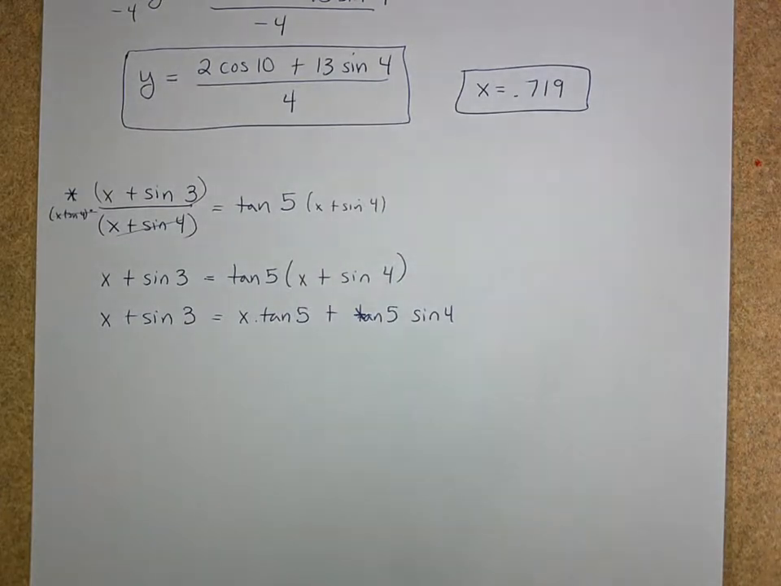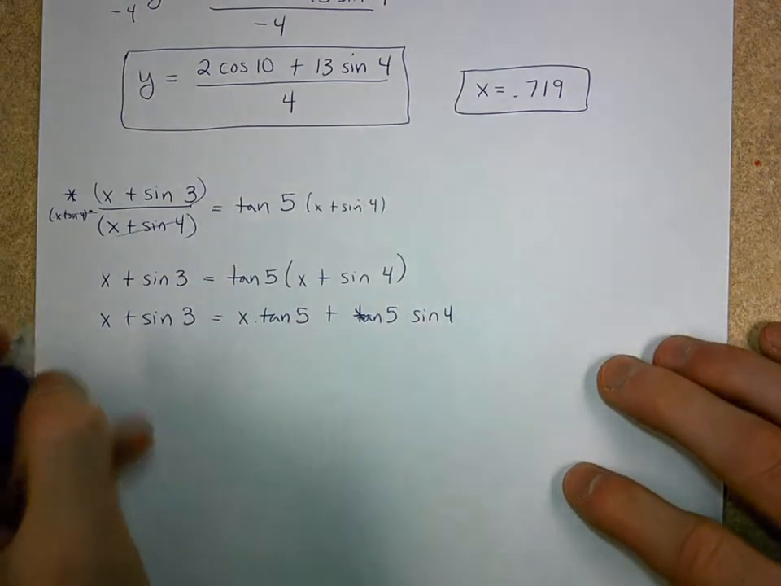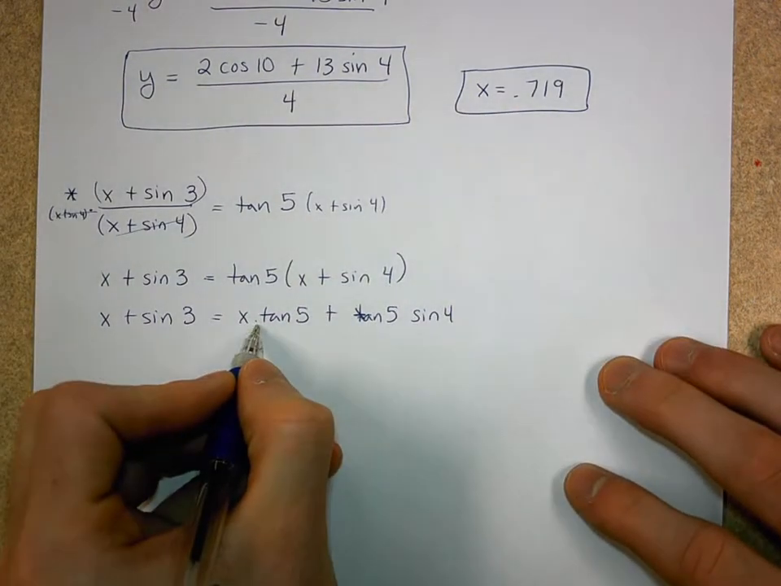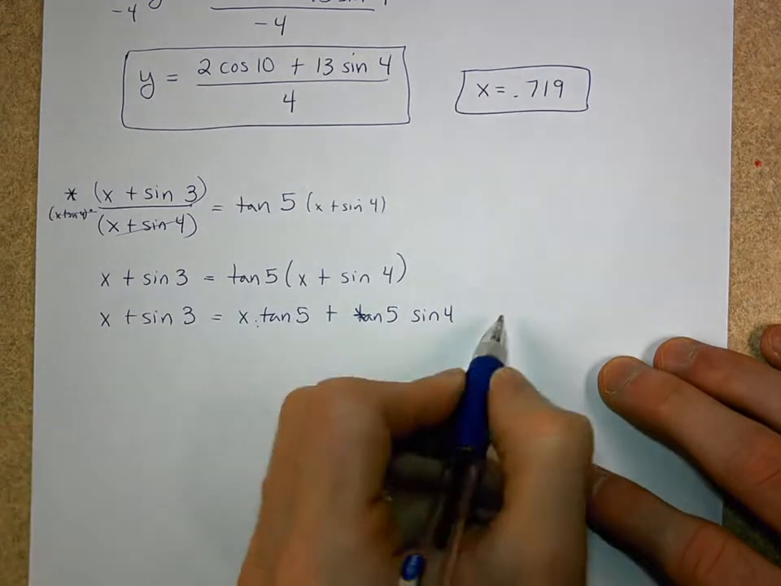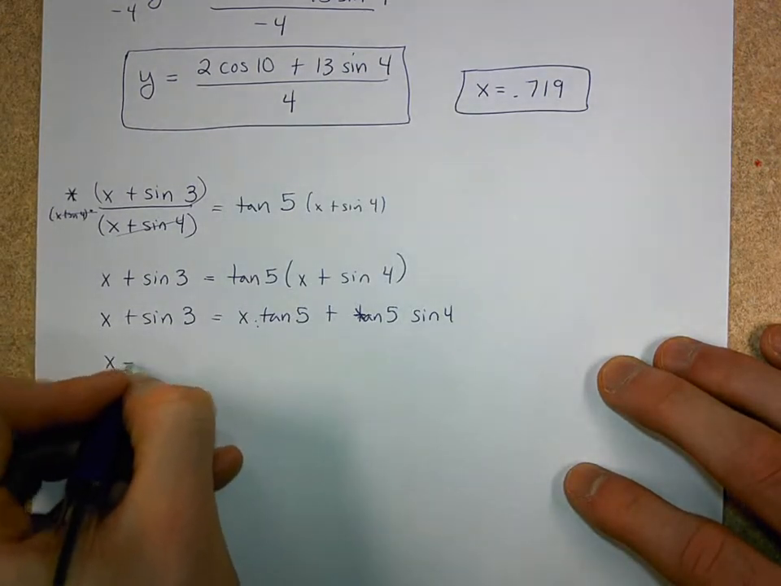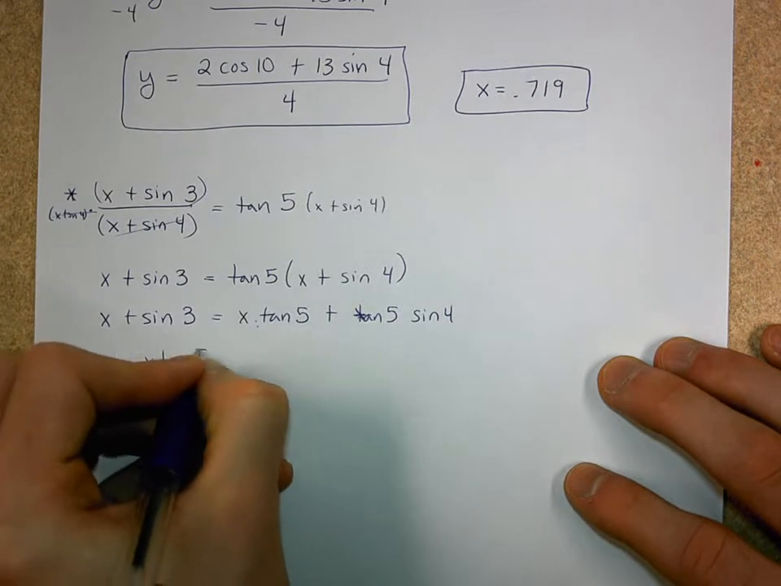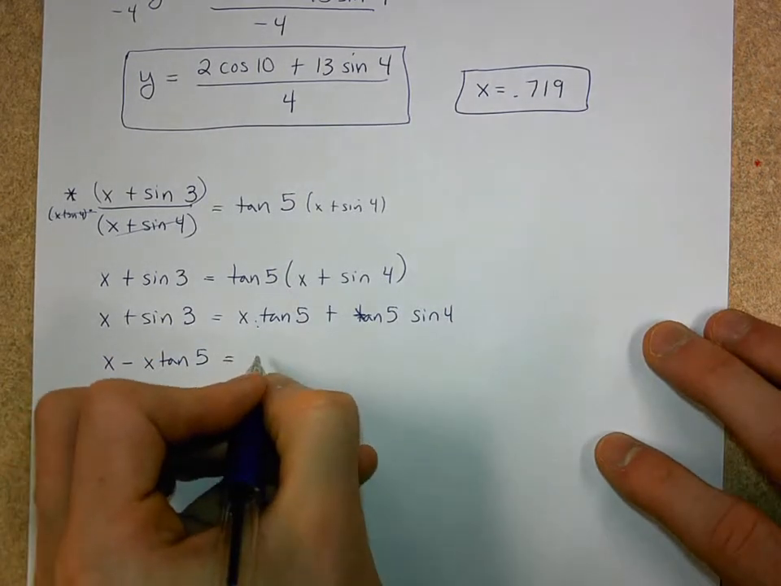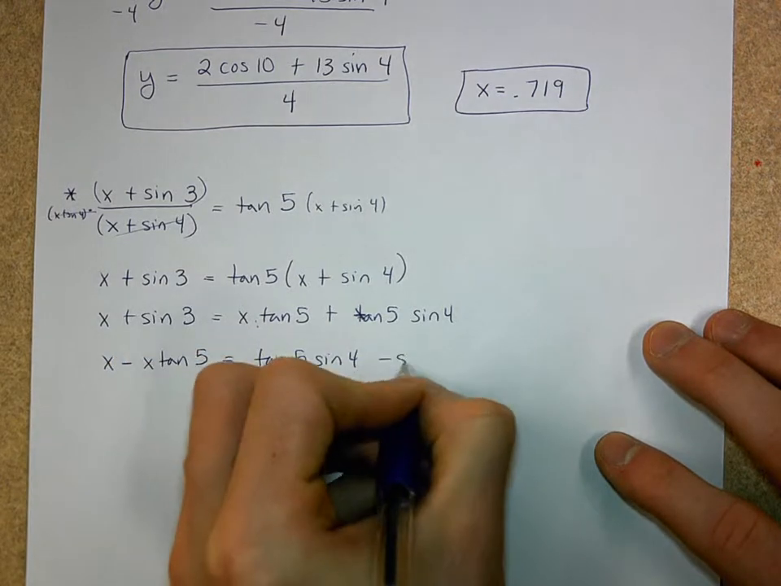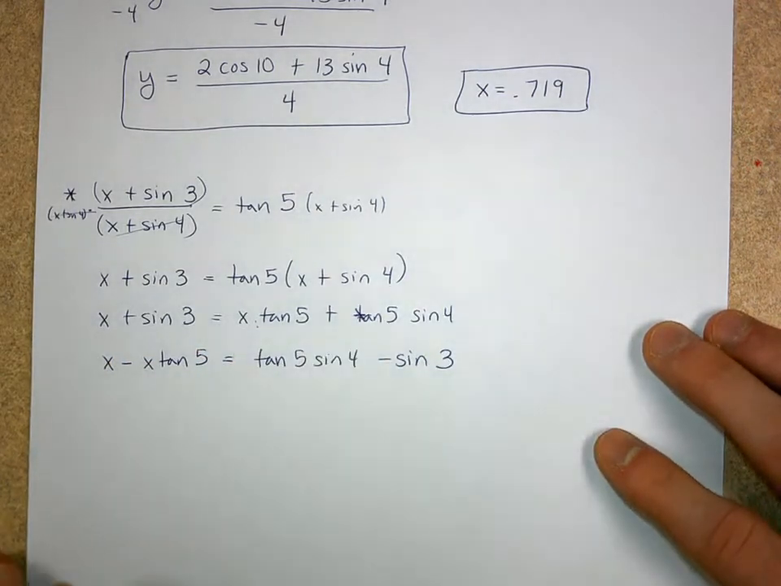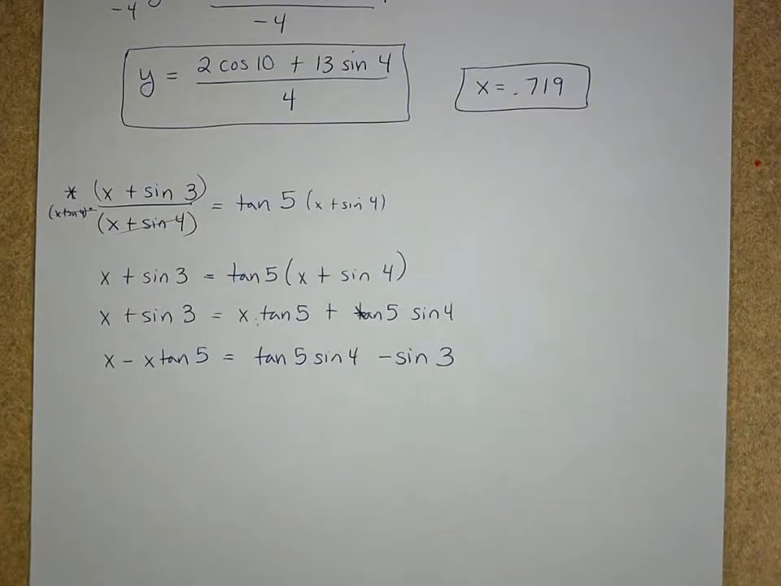Now that I've got everything expanded out, I can move all my x's to one side, everything else to the other. So I'm going to subtract this x times tangent of 5 and bring it to the left, and the sine of 3 I'm going to subtract and bring it to the right. So x minus x tangent of 5 is equal to the tangent of 5 sine of 4 minus the sine of 3.